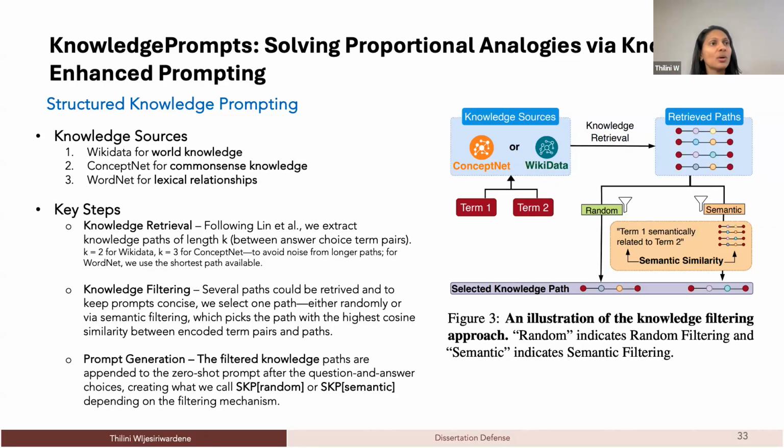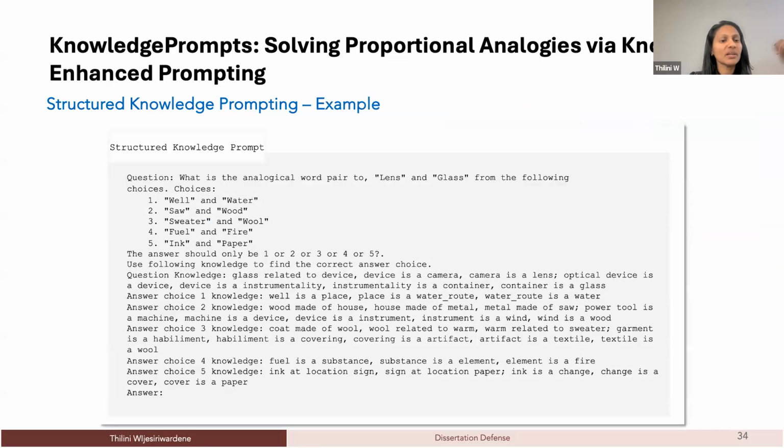So once you have your picked path, that is the knowledge path, you attach that to your prompt, right? It is something like this. For all answer choices, you have the knowledge that you've gotten from each of these knowledge sources. So this can be very long, and we can say it's noisy.